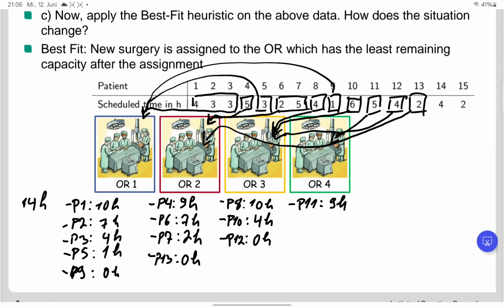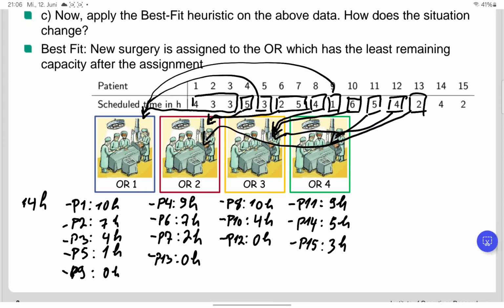That means we only have operating room 4 available. Okay, here we can assign the 14th patient, and we are left with 5 hours of operating time. And the last patient can also be assigned to the last operating room, and we have a rest capacity of 3 hours, which means we have idle time of 3 hours.